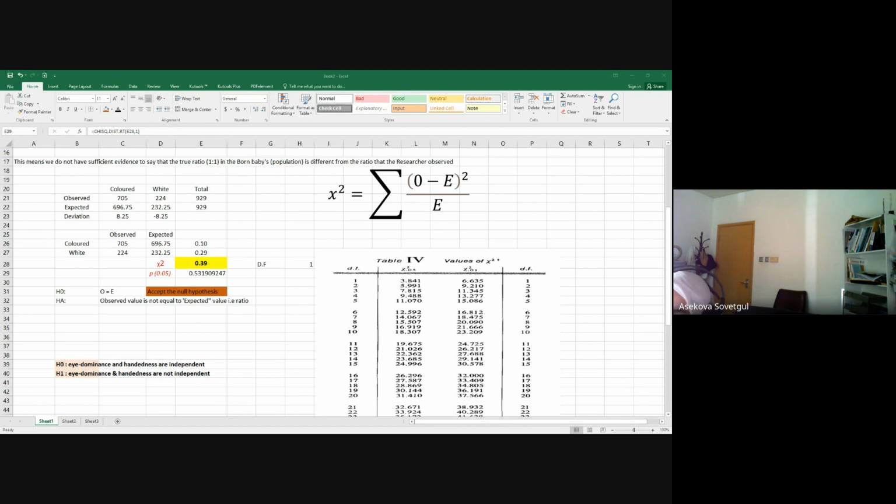So I have to deny it. So I have to reject the null hypothesis. See how simple it is. How simple it is. Okay.